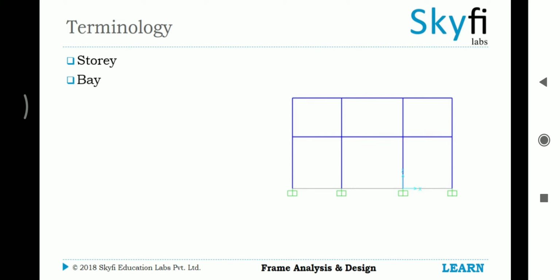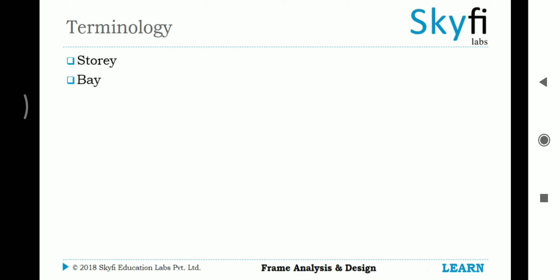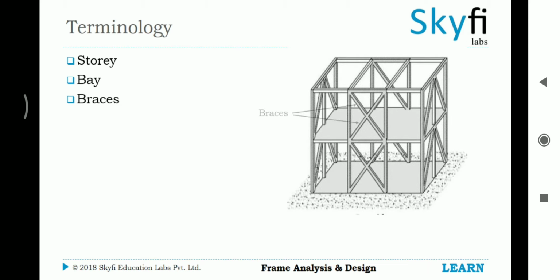A bay is the spacing of the frame between two adjacent columns. The frame displayed here has three bays as shown. As mentioned earlier, bracings are the diagonal members placed in frames, which provide stability to the frame against vertical loads. The chords are the outer members in braced frames that hold the bracings.